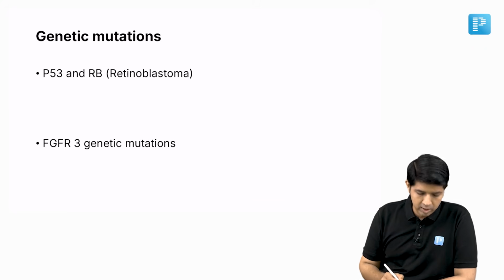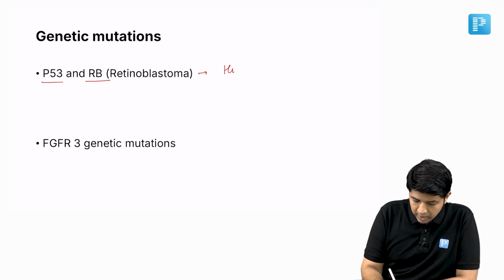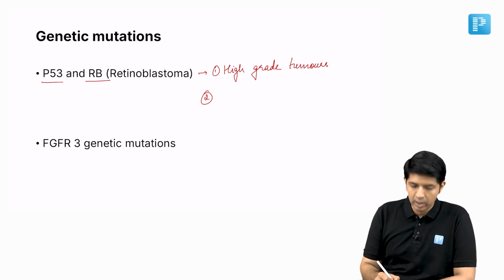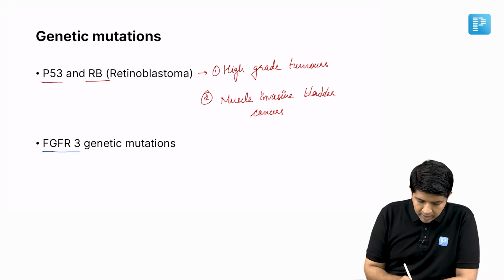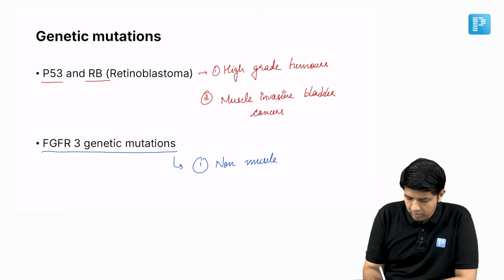Coming to the genetic mutations, P53 and retinoblastoma, these are associated with high-grade tumors. High-grade tumors, that is the first thing. Second thing, they are more commonly associated with the muscle-invasive bladder cancer. Muscle-invasive bladder cancers. On the other hand, the FGFR3 gene mutation, these are more commonly associated with the non-muscle invasive bladder cancers.